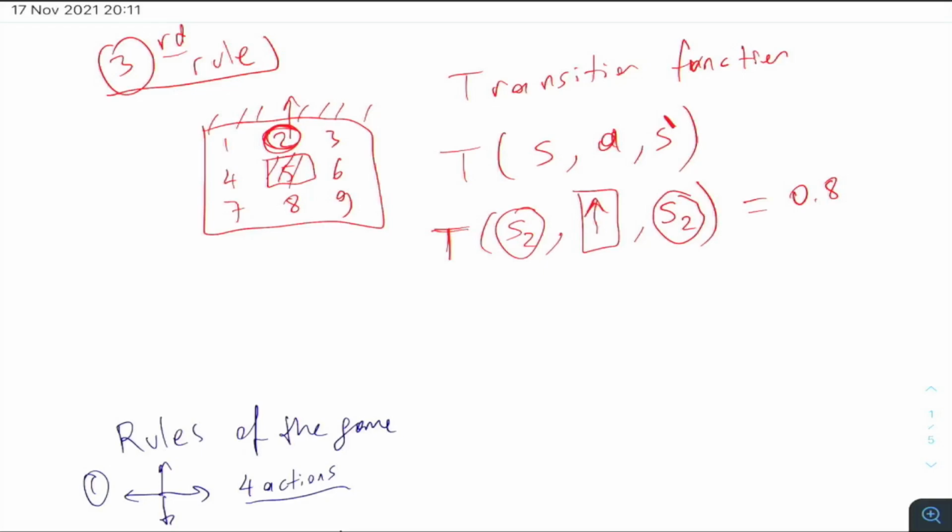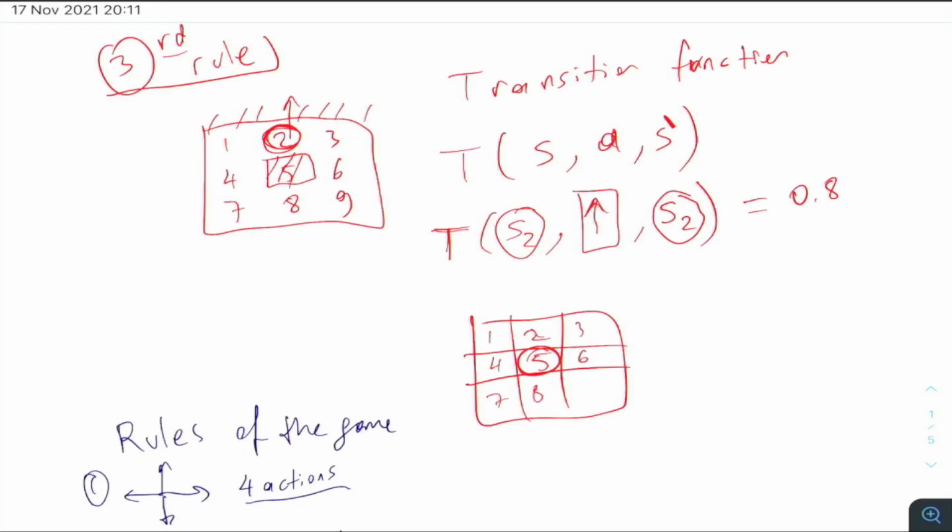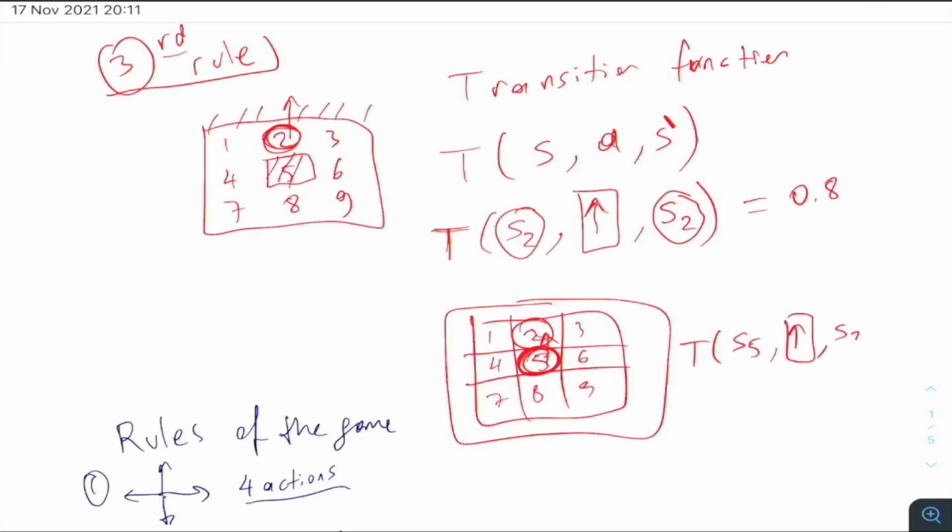Why is that? Okay, let's think of it that way. You have state number 5, right? Let's say you are at S5. 1, 2, 3, 4, 5, 6, 7, 8, 9. This is another map, and there is no wall in that map, okay? Let's say you are at state 5 and you press up and you arrive at state 2. In that case, state 5, up, and state 2.